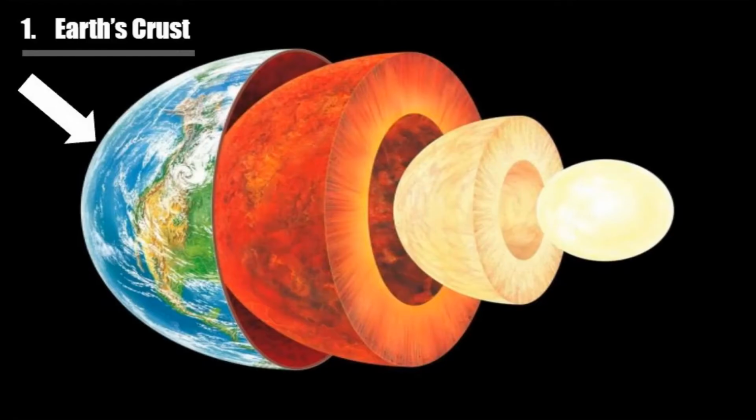We'll start with Earth's crust. This is the layer that you and I live on. Earth's hard crust is the only layer that humans have explored a lot. It is the thinnest layer. The crust is only 1% of Earth's total volume.